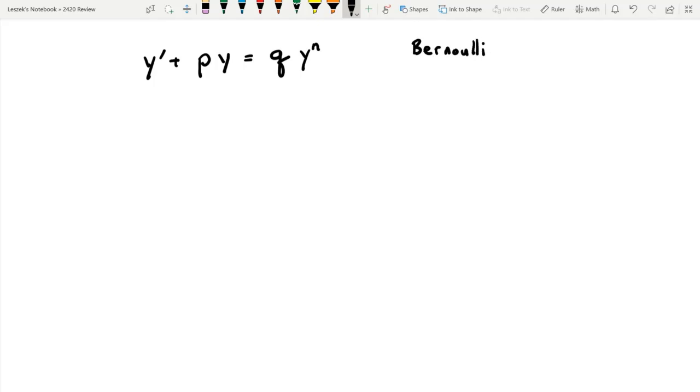Does anybody remember the standard change of variable when you see that you have a Bernoulli differential equation there? Okay. Well, thank you. It's like a rhetorical question, I guess, but thanks. So z is equal to y to the power of 1 minus whatever n is.